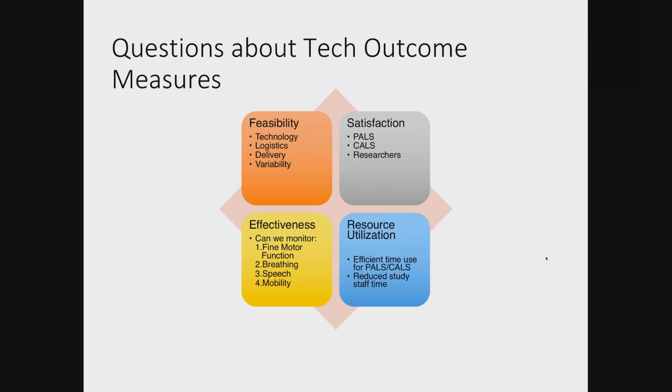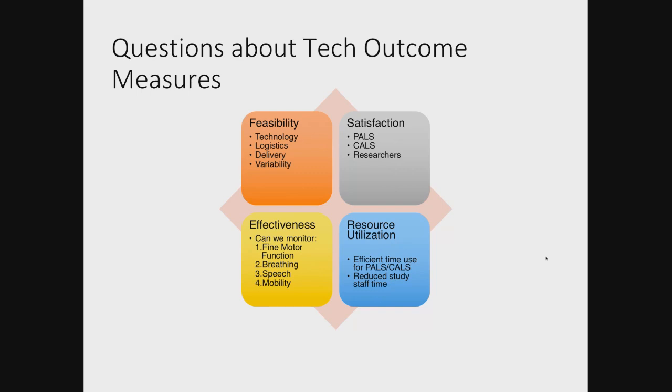At this point, when we're launching into these technology projects, we're really looking at four main things. One is feasibility. Do we have the technology to roll out a new way of digitally monitoring people? And what are the logistics of that? How do we deliver it? And what's the variability? Is the data any good when it comes back to us? And then what's the satisfaction like?